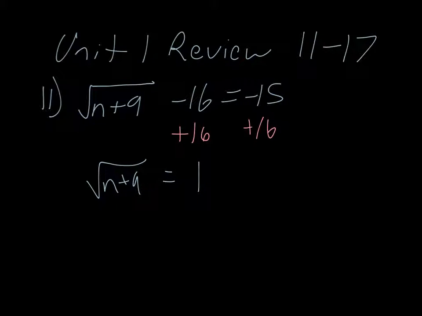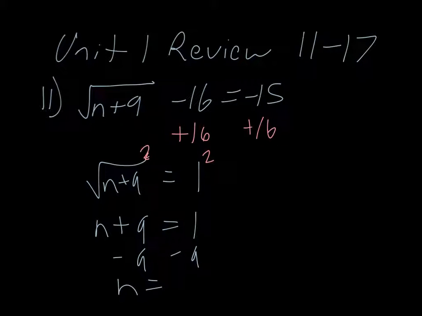And now I'm going to try to get rid of the square root by squaring both sides. And that's going to give me n plus 9 is equal to 1. And then I simply minus 9 on both sides, and I get a final answer of n equals negative 8. And that's all okay.